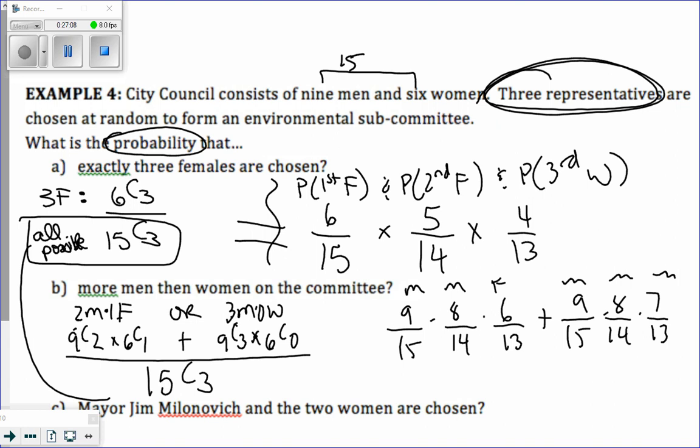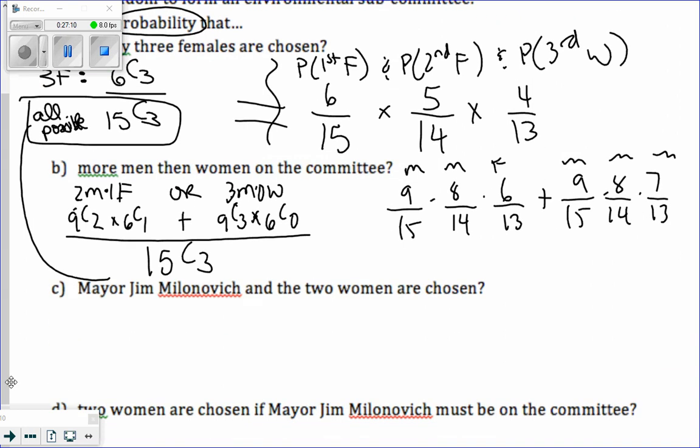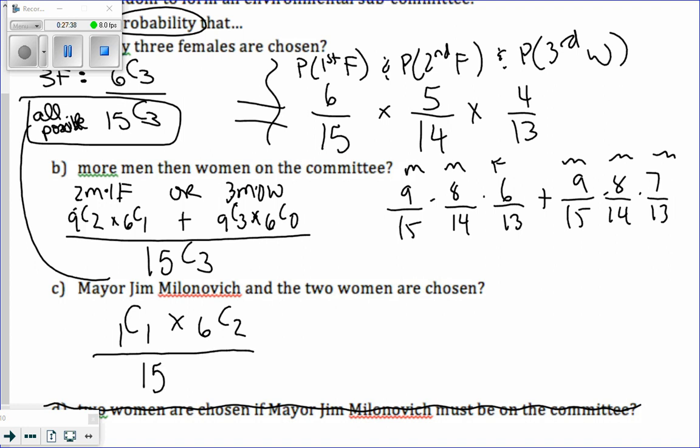Mayor Jim and 2 women are chosen. We're not going to do part D, by the way. You can cross that one out. So Mayor Jim: we're going to assume Mayor Jim is a male, but it would tell you that in the problem. Jim has to be selected. There's only one way to do that. And you have to have 2 more women. So you've got 6 women to pick from, you need 2 of them, over all the different combinations you could possibly have, 15C3 every single time.